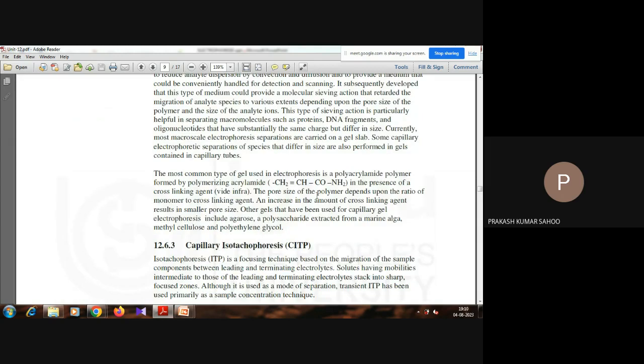And the gels commonly used in electrophoresis are polyacrylamide, a polymer formed by the polymerization of acrylamide, CH2, in the presence of cross-linking agents. The pore size of the polymer depends upon the ratio of the monomer.